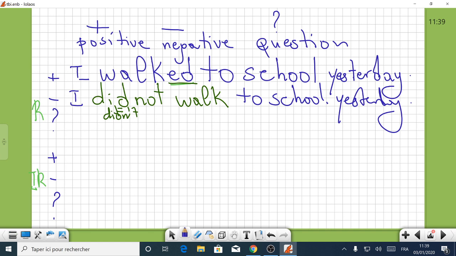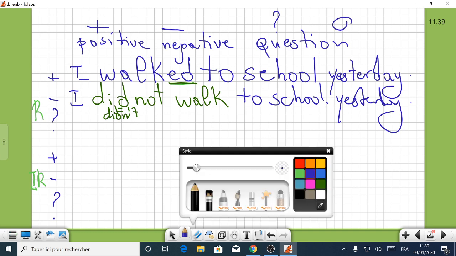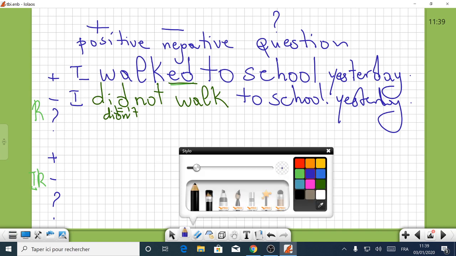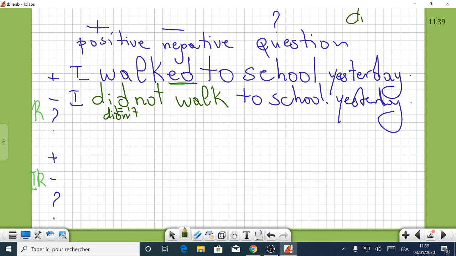Here it takes ed, but here it doesn't take ed because we have the verb do. This is the verb do. It's very important here. Why do we have this? Because the verb do is in the past form, and it is irregular. So why do we have did? What is did? Did is do in the simple past. This is infinitive and this is past simple, right? So did, do. I didn't walk to school. In the present simple, we say I don't, if you still remember. In the past simple, we say I didn't walk to school.